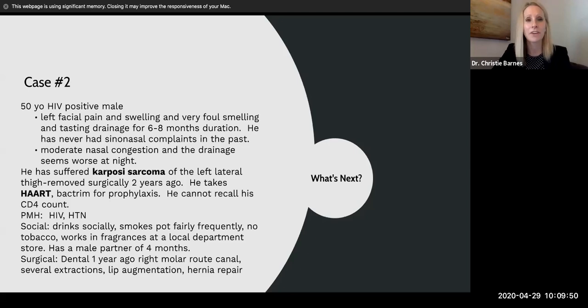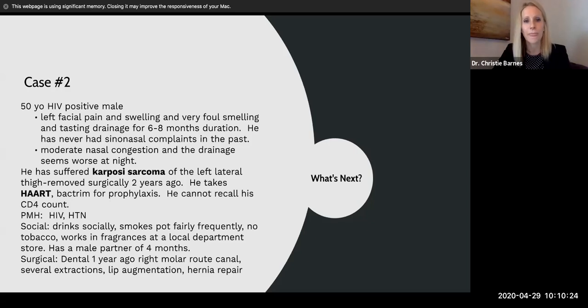And then he had moderate nasal congestion. It was actually bilateral and seemed to be worse at night when he lay down. He had a Kaposi sarcoma that had been removed, but he was now on HAART and on prophylaxis. He was doing well from an HIV standpoint. He was not really involving himself in his medical care and didn't have much idea of what his CD4 was, but he had been compliant with his therapy.